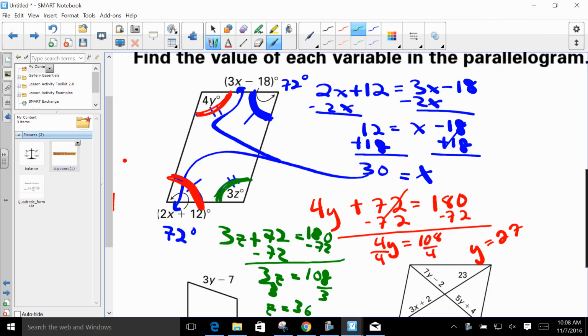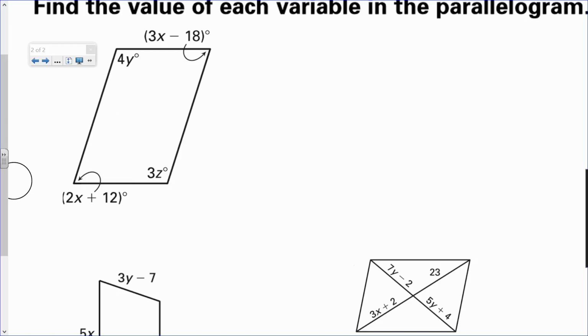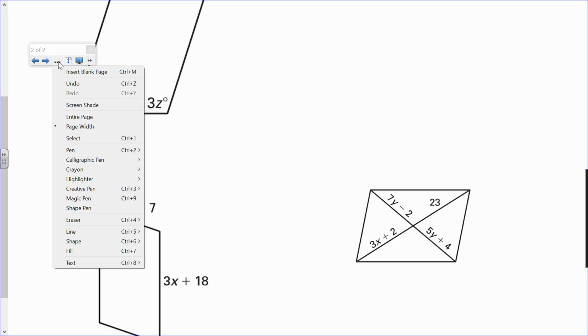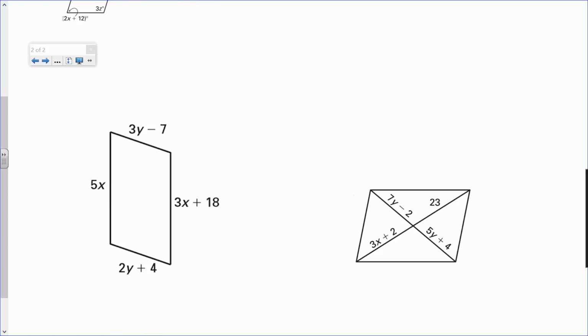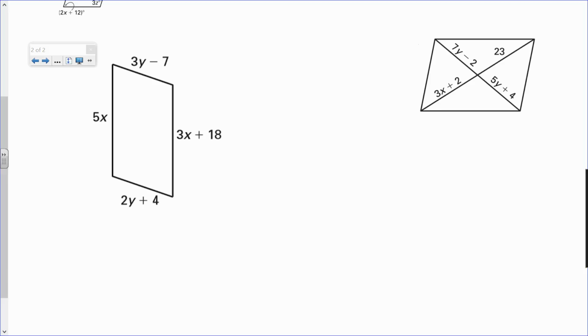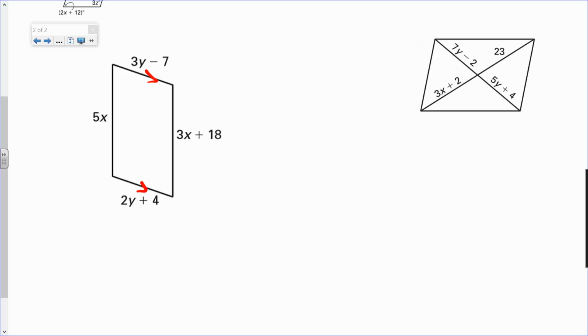Let's try another example. Let's try two more before I get into the new stuff. Let's try example 2 for our warm-up. So go ahead and draw this parallelogram here. It would be number 2. So this is a parallelogram. Going to draw that one, please. Parallelogram. Copy that one down.